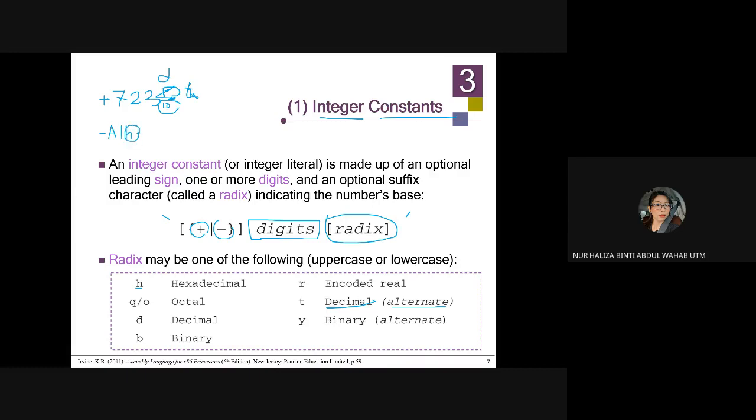So this is the radix, this is the digits, and this is the positive or negative sign. This is the standard for you to write in your programming under integer constant. So you need to memorize the short form for the radix.